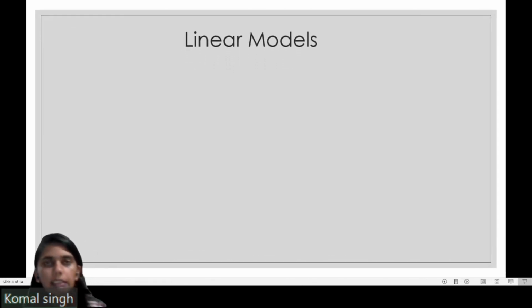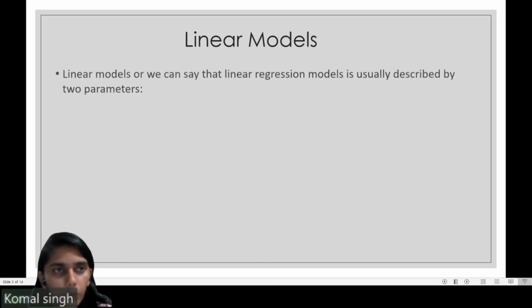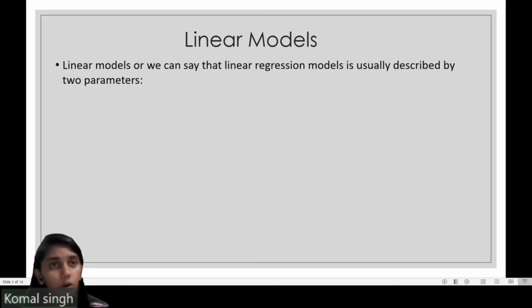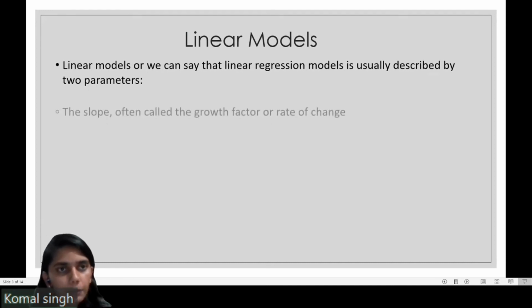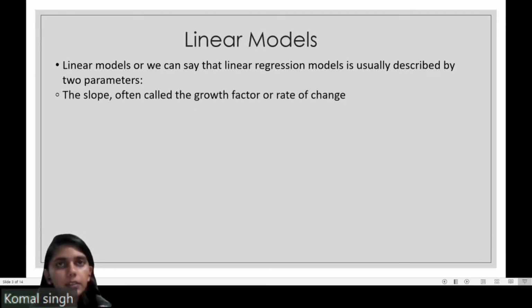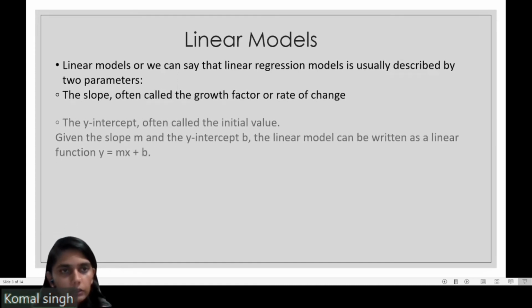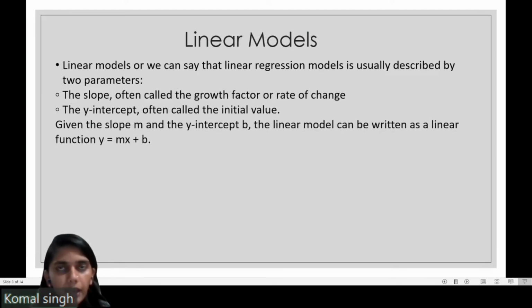My first topic is linear models. In the linear model, which is also called the linear regression model, we have 2 parameters. The first parameter is the slope, which is also known as the growth factor, and the second parameter is the y-intercept, which we are representing here as b. You can see this in this formula, which is the initial value.